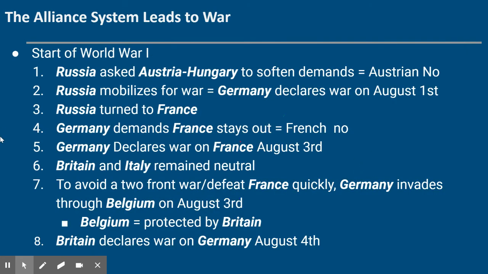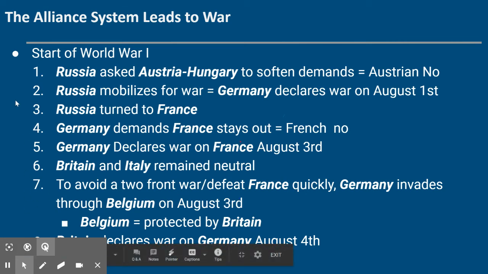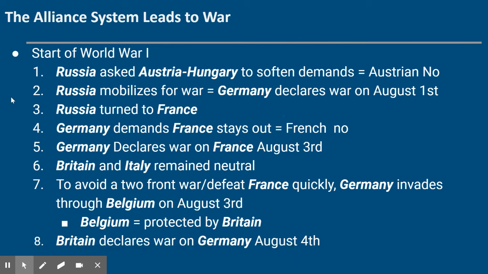So the start of World War I can be kind of confusing, but it is a very linear system. Austria-Hungary invades Serbia, and the Russians, who were the guardians of Serbia, ask the Austro-Hungarians to soften their demands. The Austrians say no, they're going to punish Serbia. Russia then begins to mobilize for war. That doesn't mean it declares war against Austria-Hungary. It's just getting ready for it. They begin moving their troops to the border. They begin getting their supplies together.